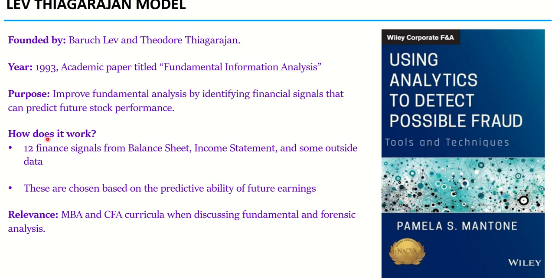So how does it work? It picks up around 12 signals from the balance sheet, income statement, and some outside data as well. We will not be able to do the analysis that pertains to outside data, so we will ignore it. For the rest of the signals, we will do the analysis. These signals are chosen because they can be used to predict future earnings. I talk about relevance here because not many would have heard about this model. In the MBA and CFA curriculum, this is discussed as part of fundamental and forensic analysis. So now we move to the prompting part.